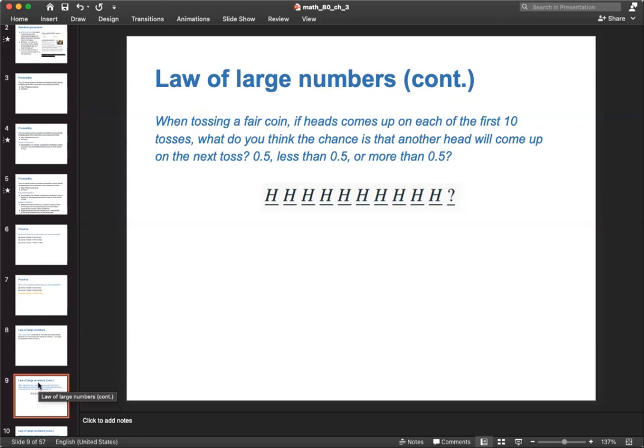So we flipped 10 times, we got heads 10 times in a row. Then on the next flip, what's the chance of getting heads again? Is it bigger than 0.5, less than 0.5, or equal to 0.5? Put some thought into that.